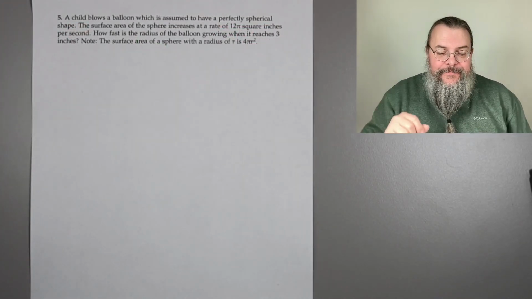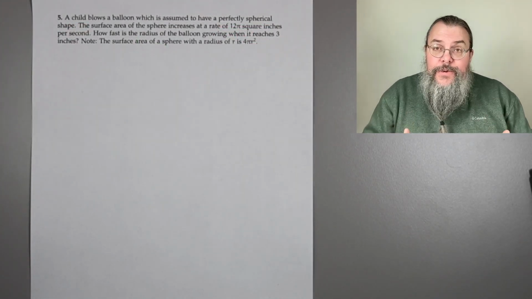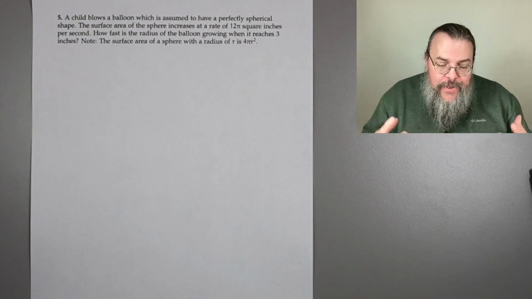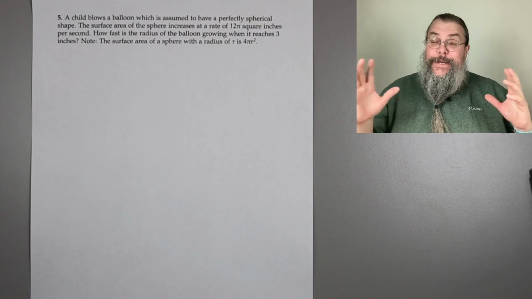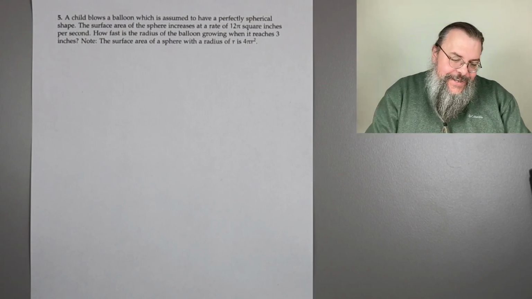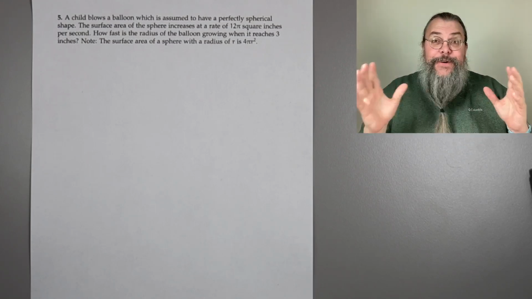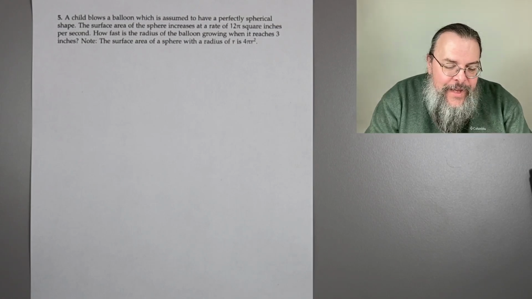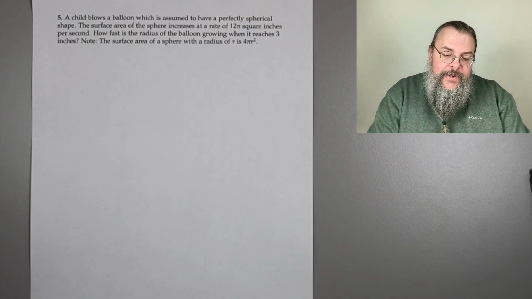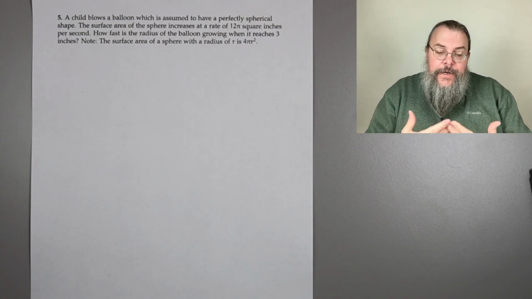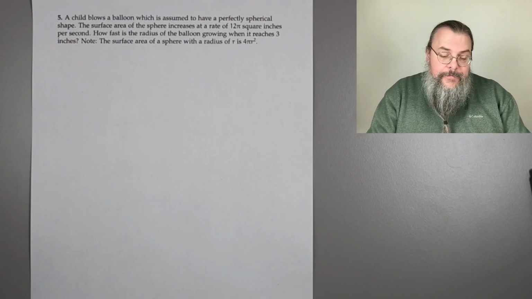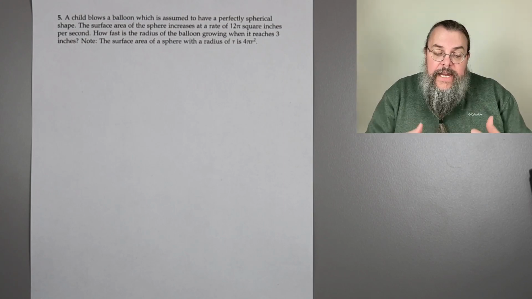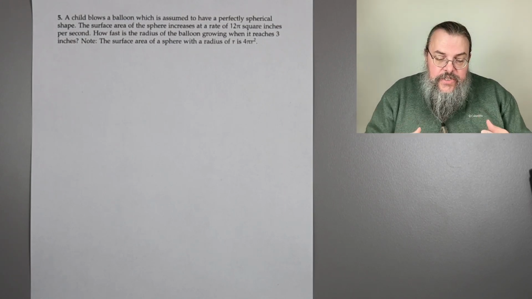Number 5. A child blows a balloon, which is assumed to have a perfectly spherical shape. What a mathematical thing to say. It's perfectly spherical. It's almost like physics saying, there's no friction. But all right, whatever. The surface area of the sphere increases at a rate of 12 pi square inches per second. How fast is the radius of the balloon changing when it reaches 3 inches?